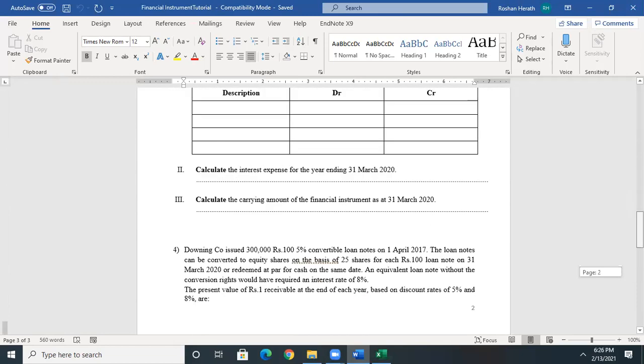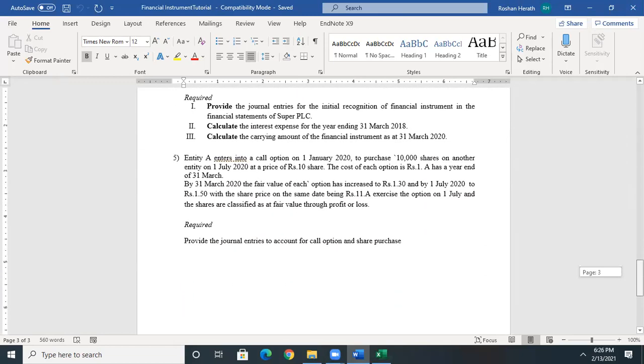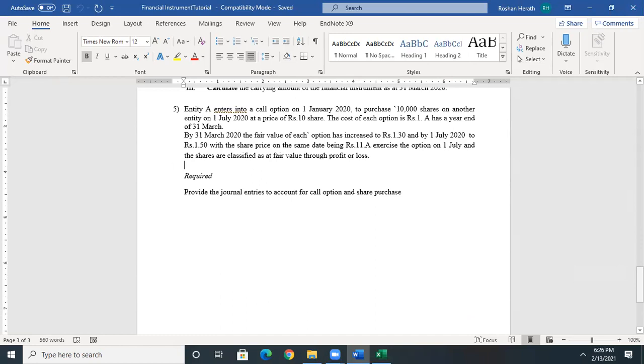The very first tutorial that we discussed. Entity A enters into a call option on 1st of January 2020 to purchase 10,000 shares of another entity on 1st of July 2020.